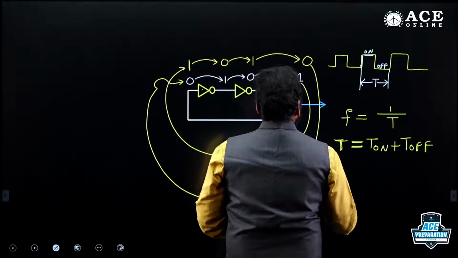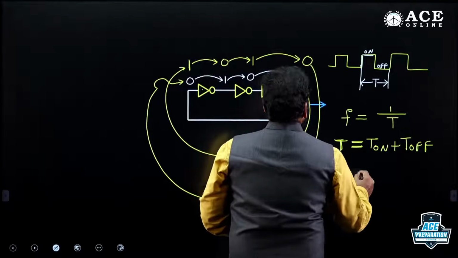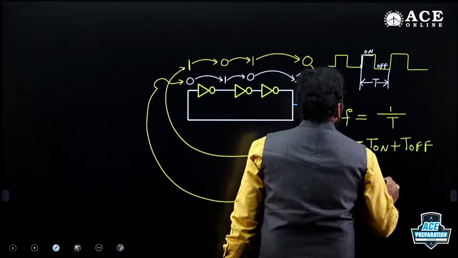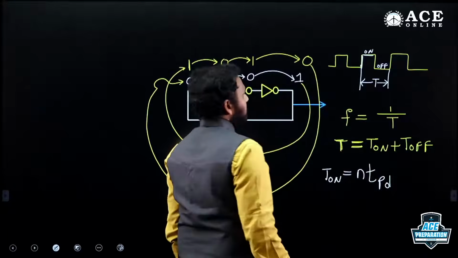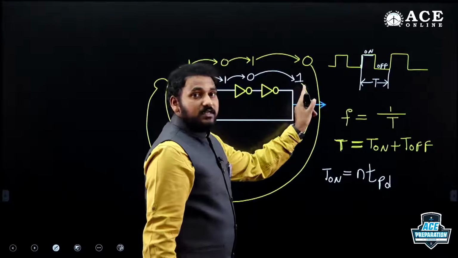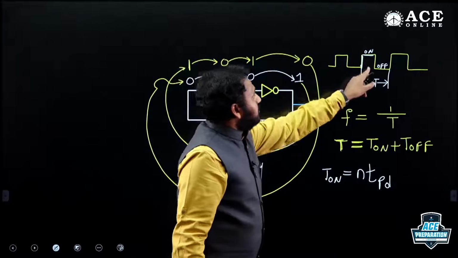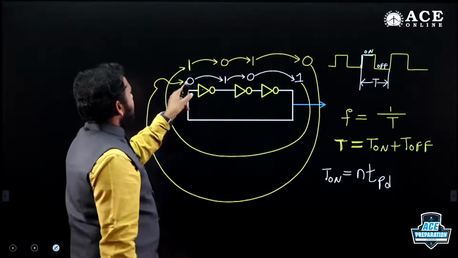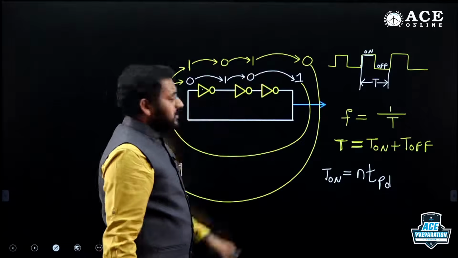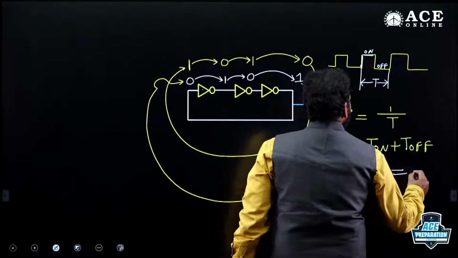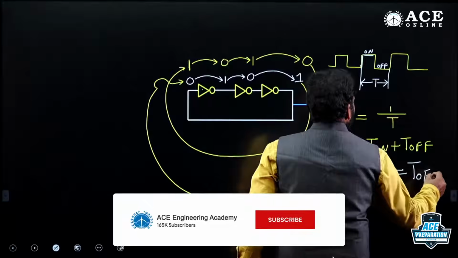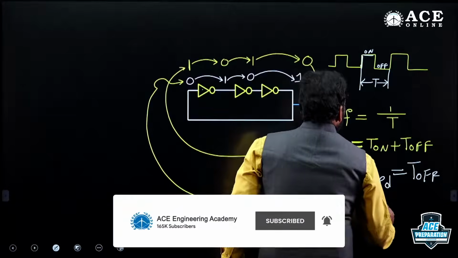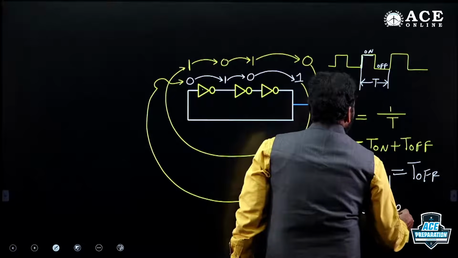On time is equal to n TPD, where n represents the number of logic gates, so 3 into TPD or n TPD. What about the off time? Observe the delay the moment you change the output from 1 to 0. The present output is 0. How long will that 0 be present? Same path, 3 TPD. So on time is equal to off time. That means total time T is equal to 2 into n TPD.